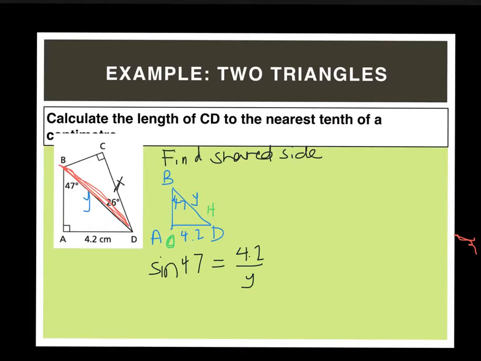Okay, so now we do a division, right? We flip these two, okay, and we do our division on our calculator. Okay, so we go 4.2 divided by sine 47.